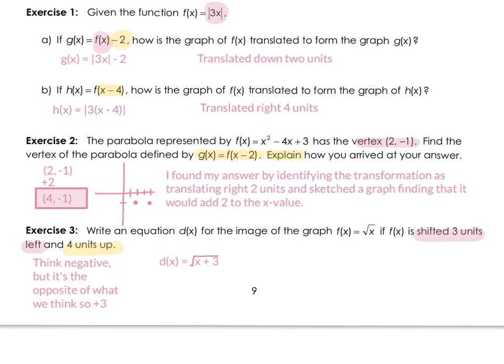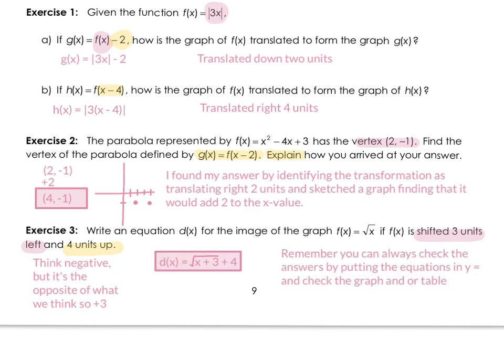Now the second part is this whole moving 4 units up. So now outside of that, I'm going to put the plus 4 because it's a vertical movement, which is the same as what is written here. So now that's my answer. D of x equals the square root of x plus 3 and then a plus 4 outside of that.